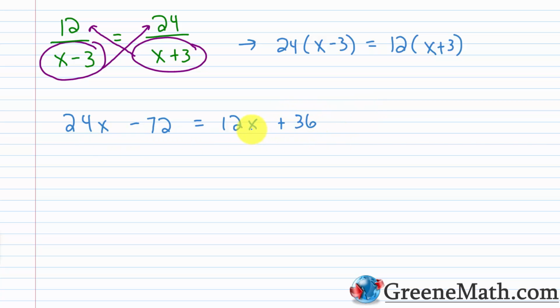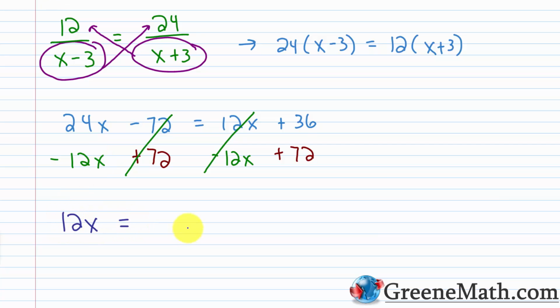Okay, so let's solve this equation. Very, very easy to do. I'm just going to add 72 to both sides of the equation. And I'm going to subtract 12x from both sides of the equation. So this is going to cancel, and this is going to cancel. 24x minus 12x is 12x. So this is 12x, and this is equal to 36 plus 72, which is 108.